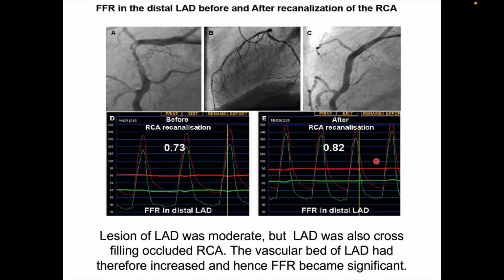This is exactly what I was explaining. The vascular bed of LAD had therefore increased, and hence FFR became significant. This was because it was cross-filling RCA as well. Otherwise, its own FFR was actually non-significant once the RCA was stented, and then the FFR was repeated in LAD.